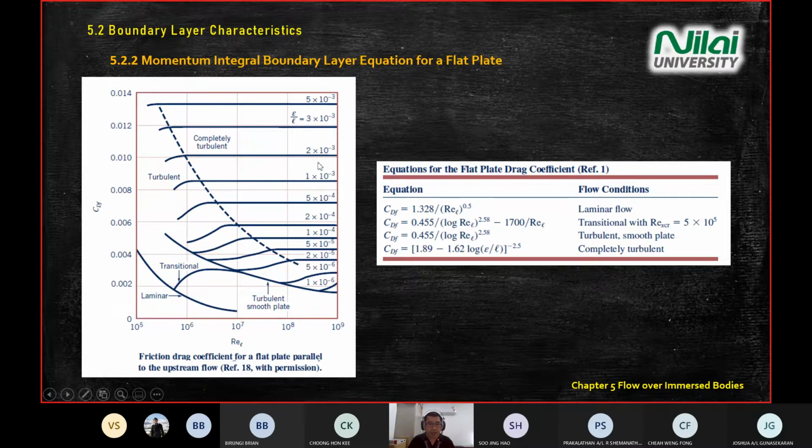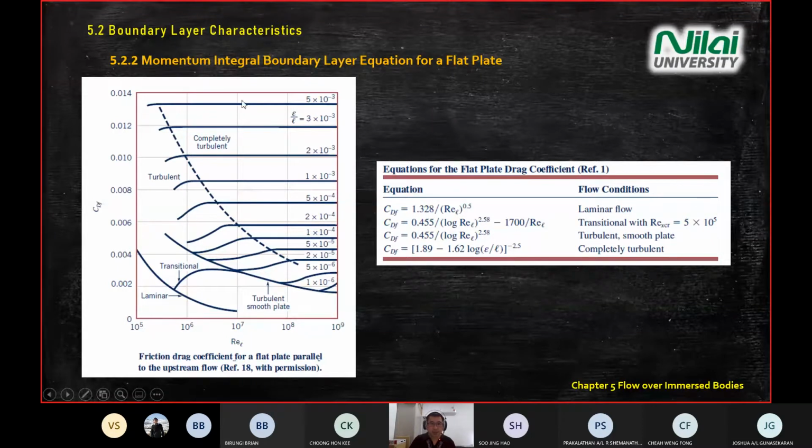So it means that for each line, the length is increasing, assuming the roughness is constant. So if you increase the length, the drag will also drop from one stage to another, for example. Okay. And the line is almost constant in a very high speed region.